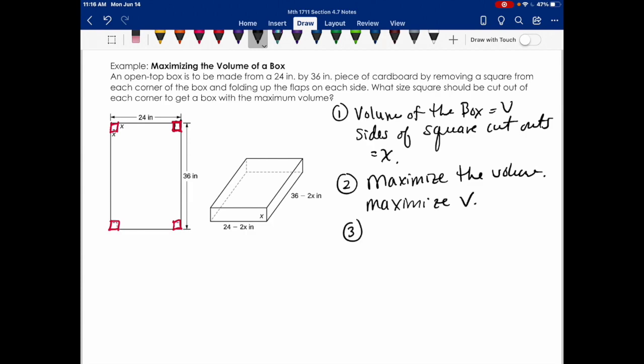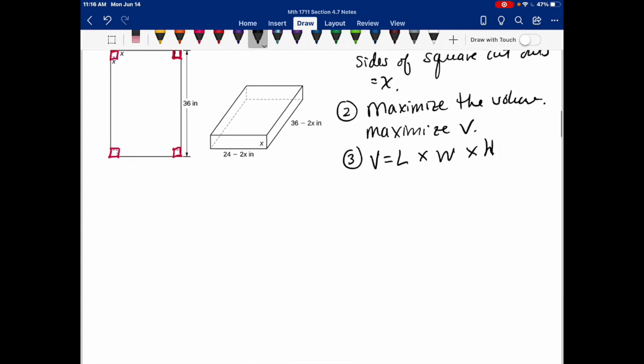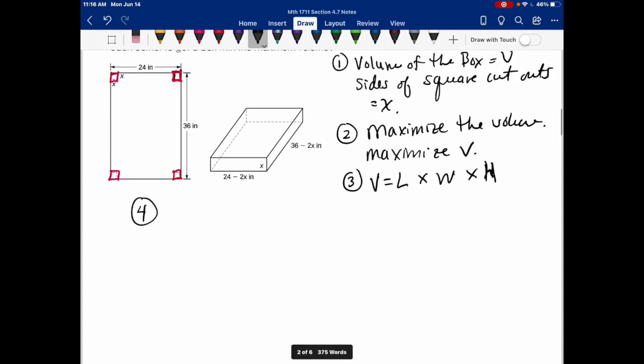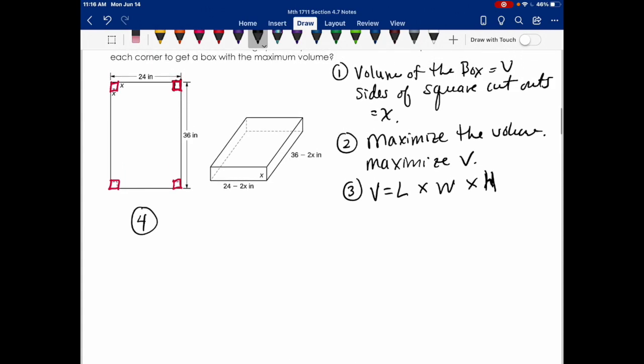So we want to maximize V. For step 3, we want to figure out an equation for the volume of the box so that we can take the derivative and find the maximum. So the volume of a box is length times width times height. Step 4, we're going to use some kind of substitution with the given information to make everything in terms of our variable X.